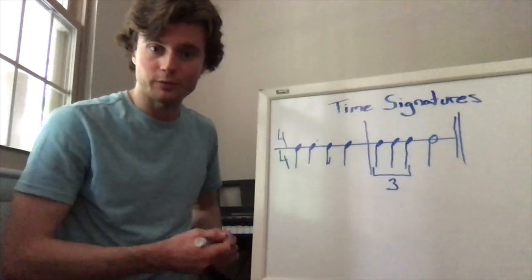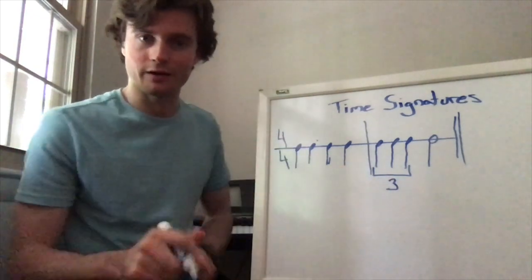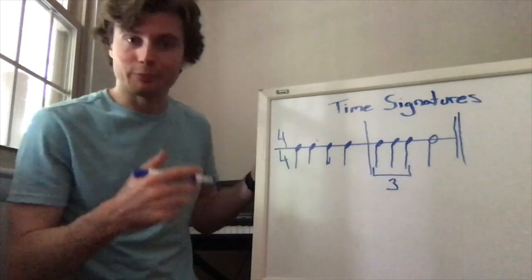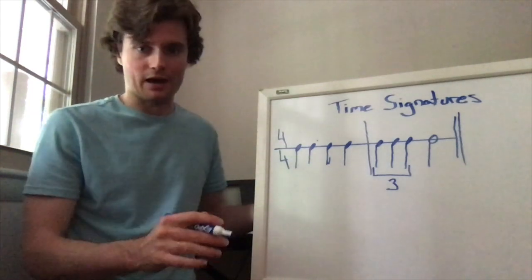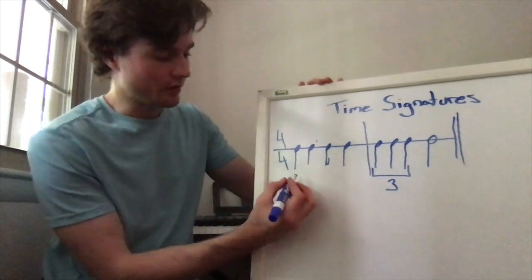This example is a little bit more complex. You can see we have some dotted figures and some triplets here. We talked about those in the first video, so you can go back and review that if you need to. But again, it's very basic math, okay? So let's do what we've done before and add the fractional value below.